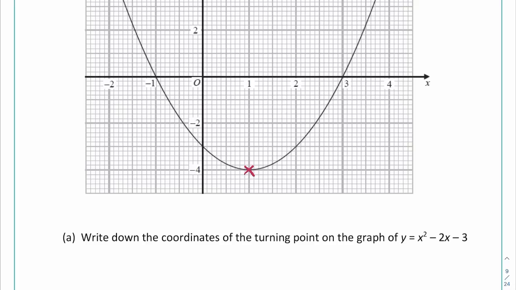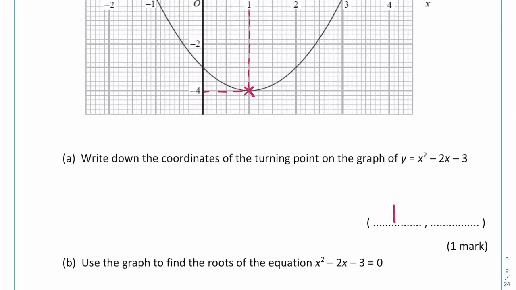So we just actually need to read that coordinate. So the x coordinate is 1 and the y coordinate is negative 4. And we can see that just over here. So there we go, that coordinate is 1 and negative 4.